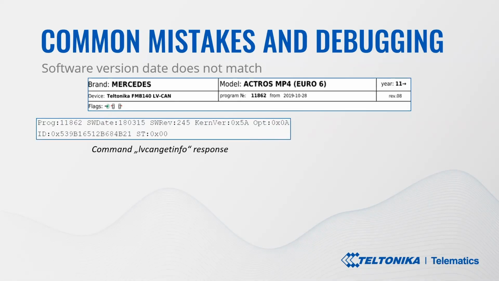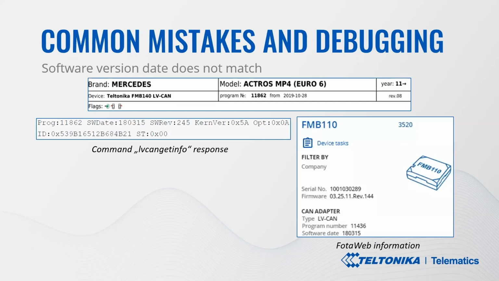So basically, this is the response of LVCAN get info. Additionally, PhotoWeb will also provide you information on software date. So a point to be checked is simply to match if the current software date used is newer or at least the exact same as provided in the semantics here and here.